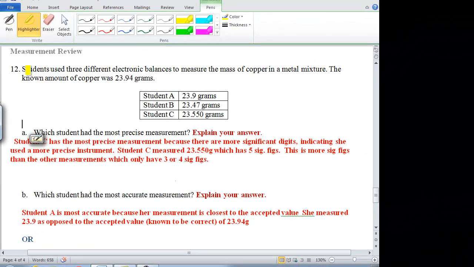Number 12 says students use 3 different electronic balances. So we have student A and their measurement, student B and their measurement, student C and their measurement. Now it's also important to notice that this piece of copper they're measuring was a standard piece of copper, and we knew from comparing it to other instruments that it was a mass of 23.94 grams. So that's an accepted value that we know is correct. So the students measured that piece of copper, but they got different values for their answers. So which is most precise? Don't forget to explain your answer.